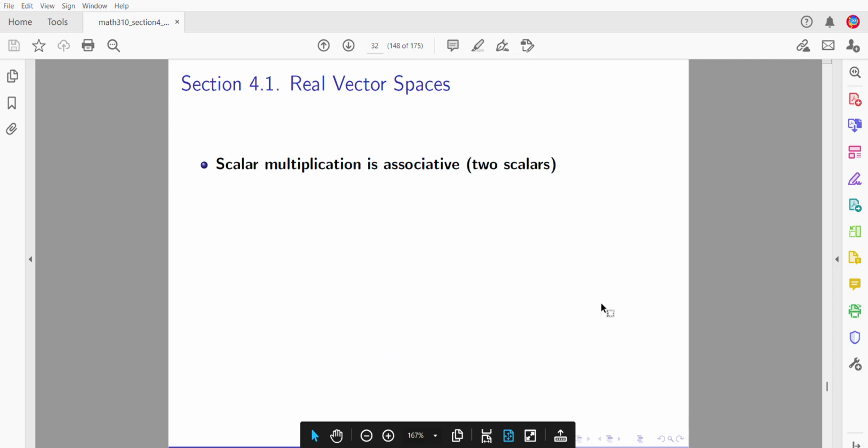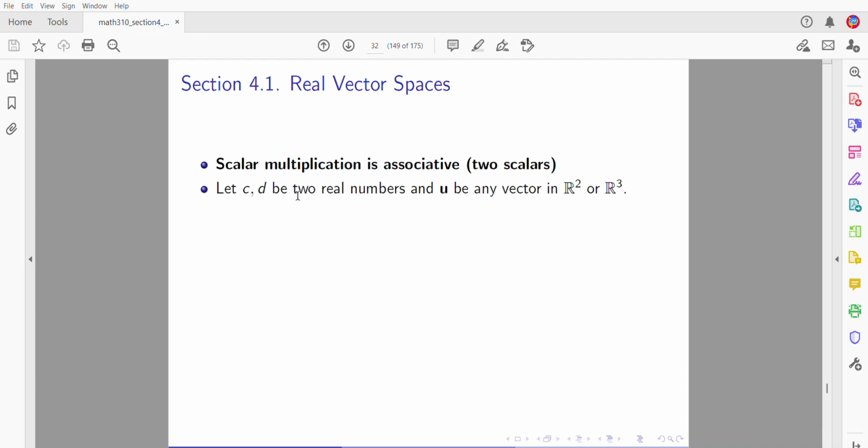What about associative? Scalar multiplication is associative, but you need two scalars. We don't know how to multiply two vectors. You need two scalars. Let C, D be two real numbers and U be any vector. I multiply the two scalars first and then multiply to the vector, or I multiply the scalars one at a time. Either way, the result is the same. That's what this means. This is associativity of scalar multiplication when you have two scalars.